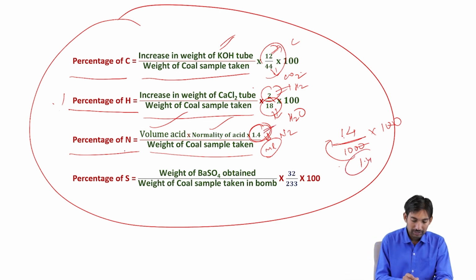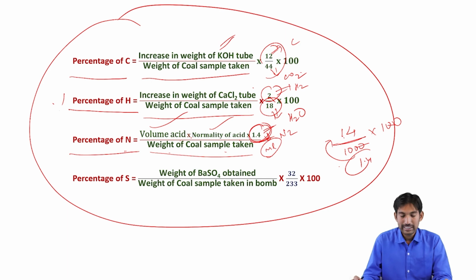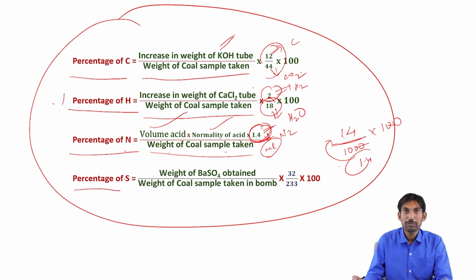So the percentage of nitrogen equals volume of acid into normality of acid into 1.4 divided by the weight of coal sample taken. Then percentage of sulfur is the weight of barium sulfate obtained divided by the weight of coal sample taken in the bomb.